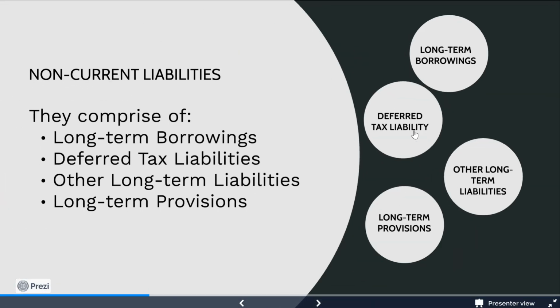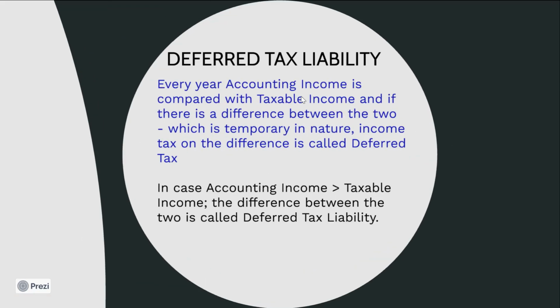We'll move on to deferred tax liability. First, we'll understand the meaning of deferred tax. Every year, the accounting income is compared with the taxable income. And if there is a difference between the two, that is the accounting income and the taxable income, although this is temporary in nature, the income tax on the difference is referred to as deferred tax. Now, in case the accounting income is greater than the taxable income, the tax on the difference between the two is called deferred tax liability.